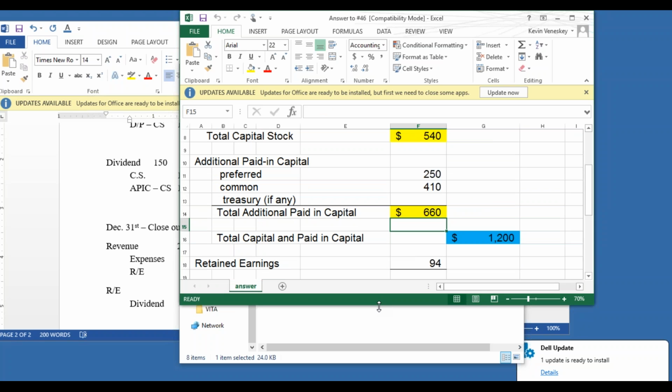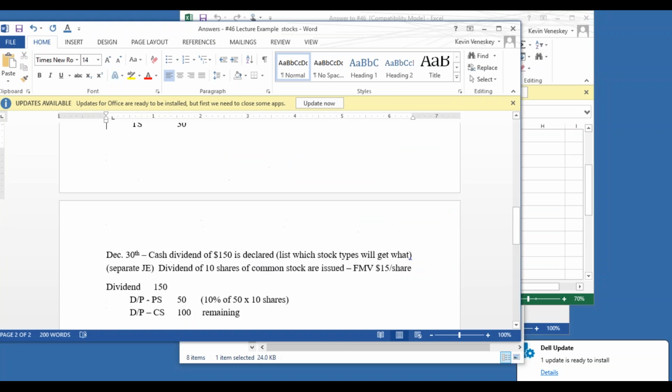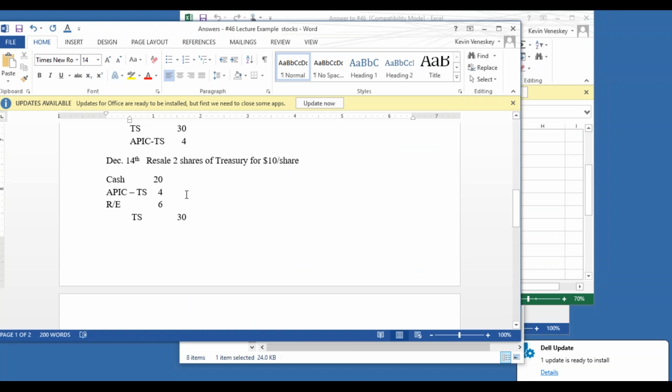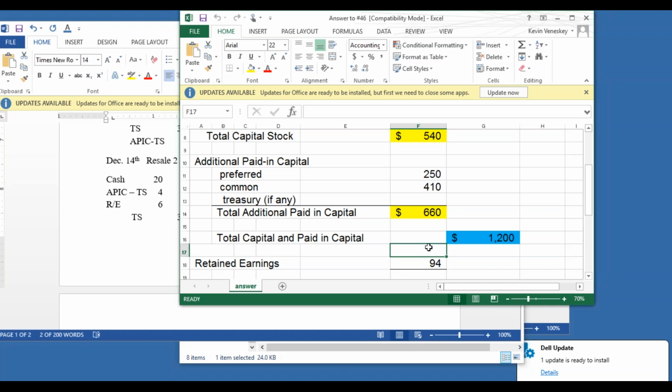Next thing we'll come to is our retained earnings. Remember that really important account. We had a few items going into retained earnings. We had our initial net income. That was a $400 benefit. And then we subtracted out our dividends. So that was $300. That took us down to $100 of retained earnings. And then if you remember, we had that one transaction when we resold our treasury stock, and we had a nice little debit there of $6 to retained earnings. So that brought us down even further, down to $94.